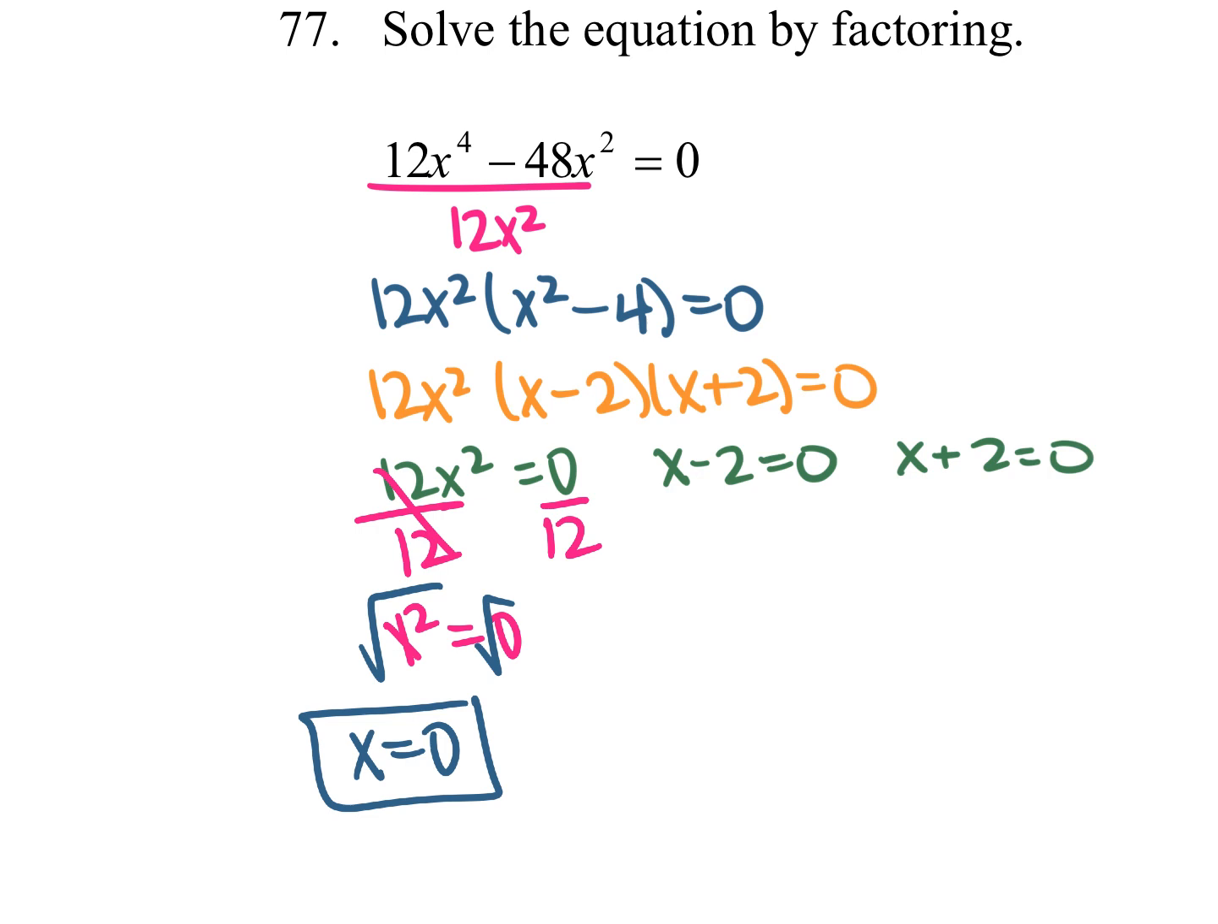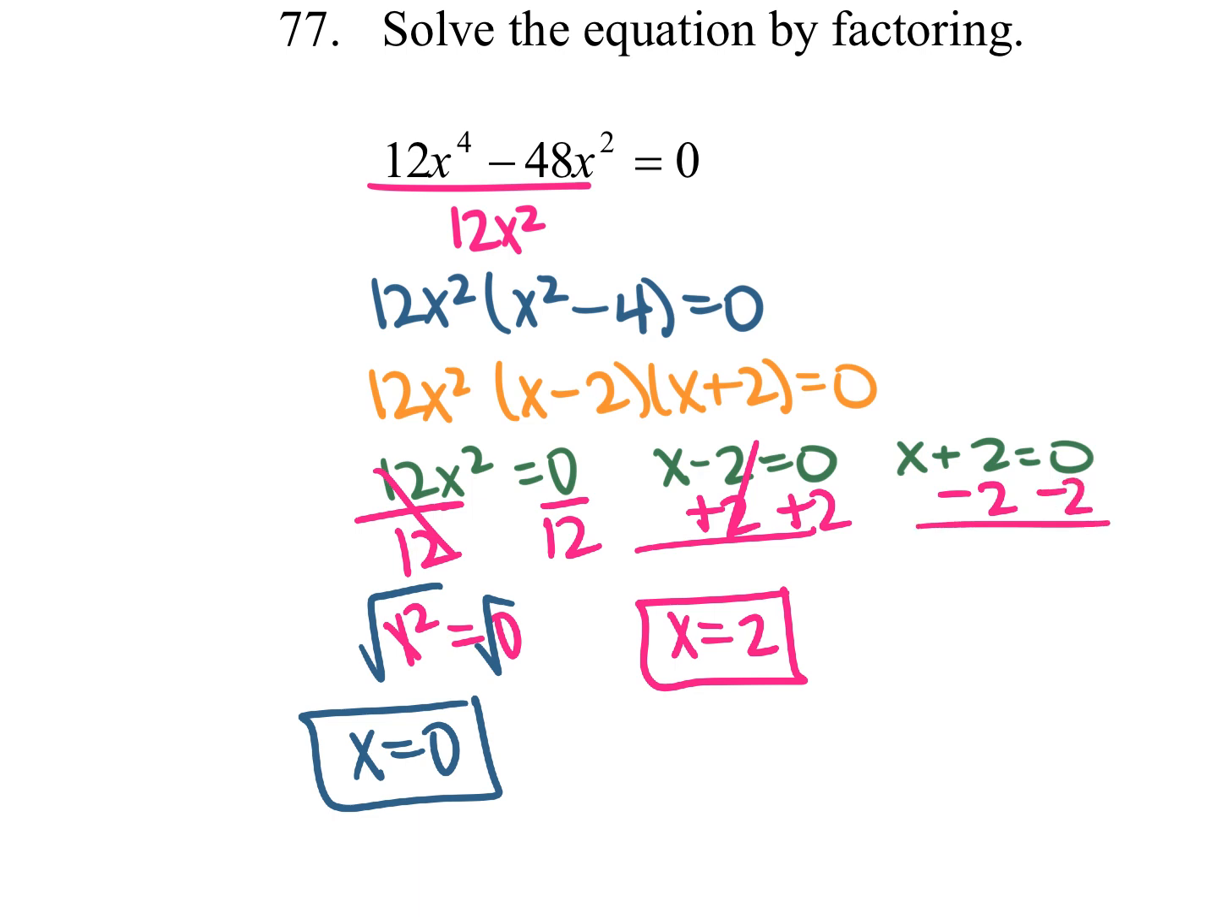For the x minus 2 is equal to 0, add your 2 over. You get x is equal to 2. For the x plus 2 is equal to 0, subtract your 2 over. You get x is equal to negative 2.